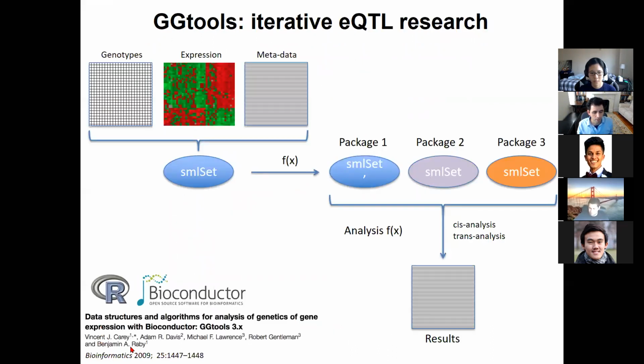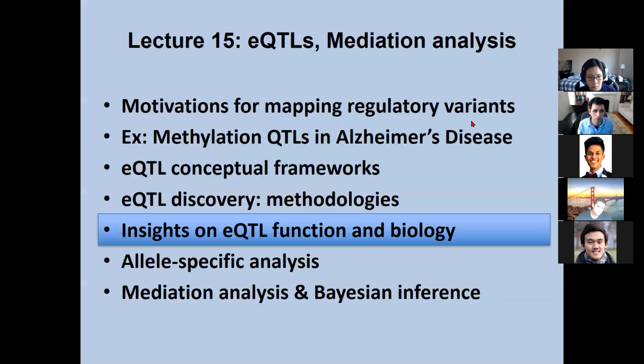So Ben Raby has basically developed this Bioconductor package for carrying out these eQTL analyses, called GG tools, that allows you to modify all those parameters. And I really encourage you to use it when you're looking for QTLs. So that's basically the basic framework for discovering eQTLs.